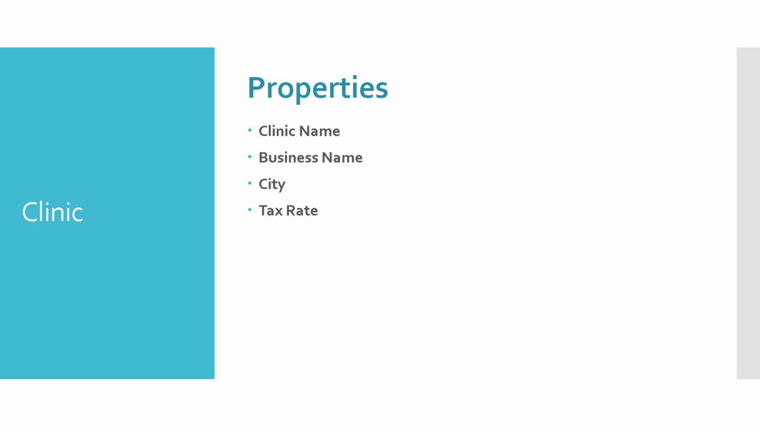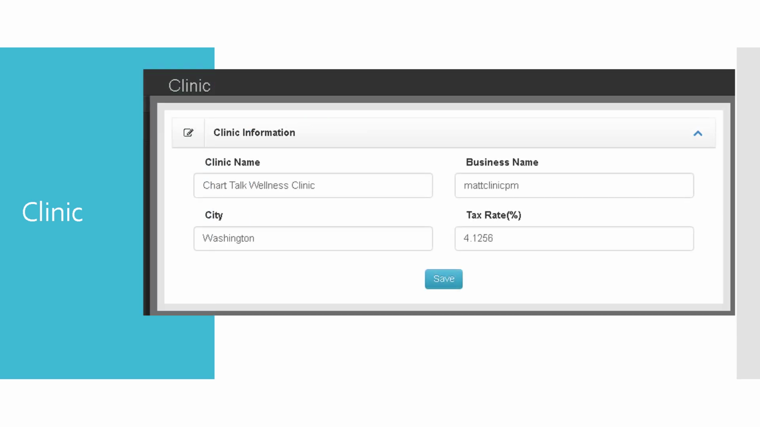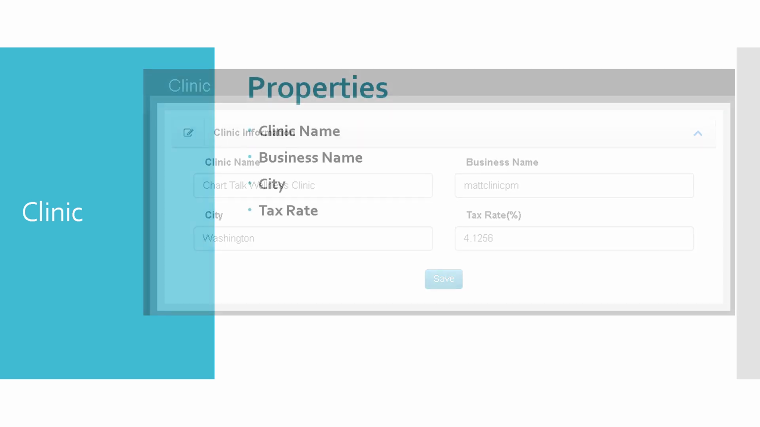Clinic name should be what you have on your letterhead or the sign in front of your building. If you've got more than one business alias, you can use location aliases to override this value in some reports. Business name. For ChartTalk use only, you are not able to edit this value. City. A value set up during configuration. You won't have access to edit this value either. And then tax rate will be used when processing charges that have been marked as taxable.